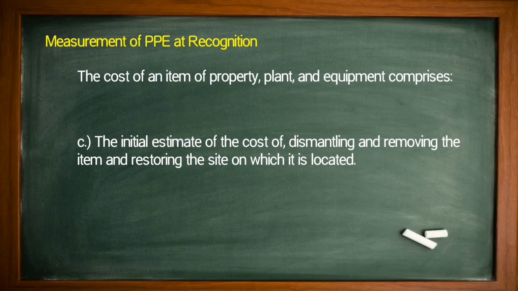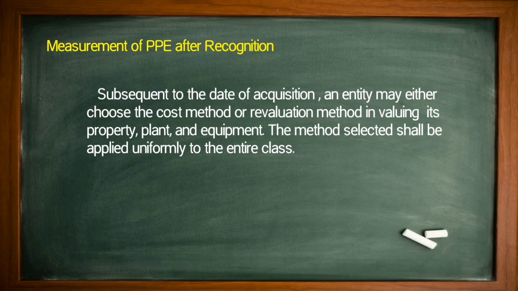So, next is the measurement of PPE after recognition. So, after initial recognition, the asset should be measured either the cost model or the revaluation model. So, kung ang cost method na ang napiling gamitin for its accounting policy, halimbawa ay to value the machinery, dapat sa lahat ng machineries ay ganong method din ang gagamitin. So, let's move forward to discuss more about the two accounting approach.